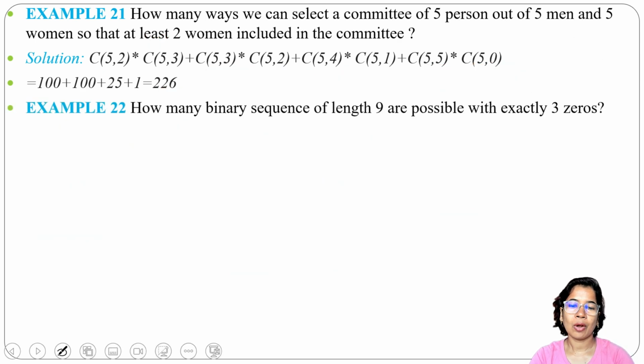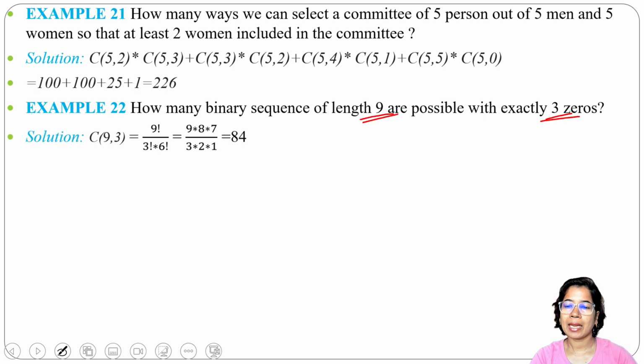Example 22. How many binary sequences of length 9 are possible with exactly three 0s? It will be C93. C93 is 9 factorial divided by 3 factorial multiplication 6 factorial. After simplification, 84. So there are 84 binary numbers having three 0s.